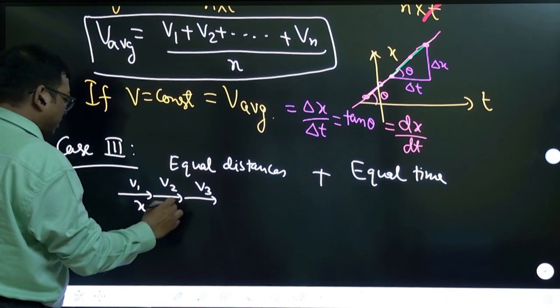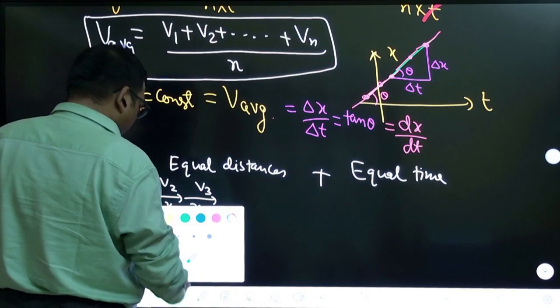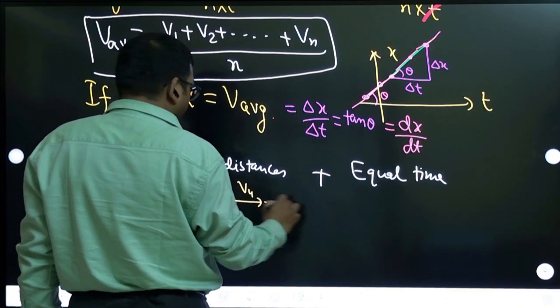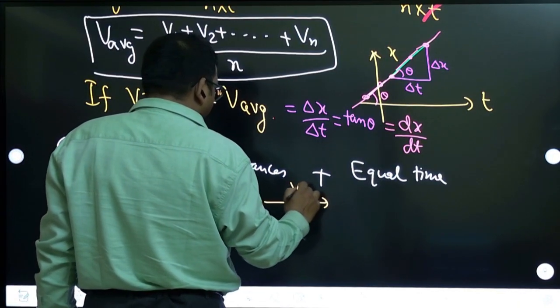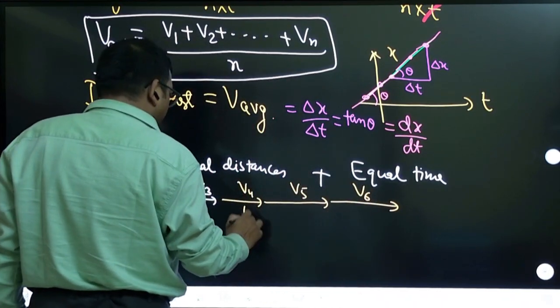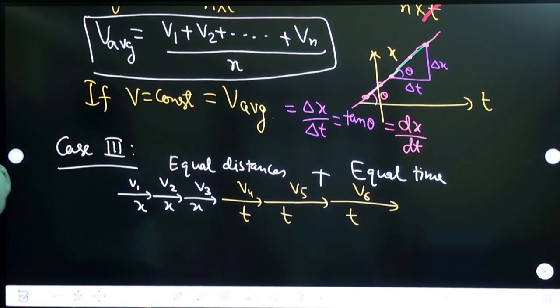Equal distances x, x, x. After that, the body travels with v4, v5, v6, but now the times are equal, t, t, t. Times are equal. So in this case, what will we do?